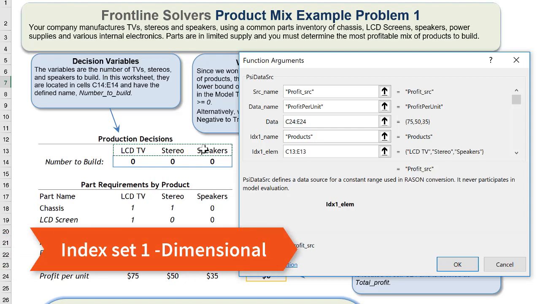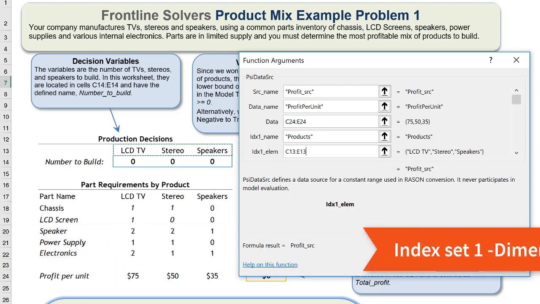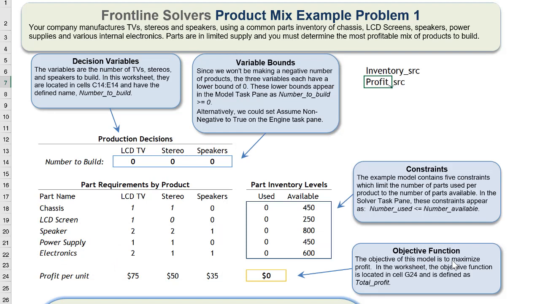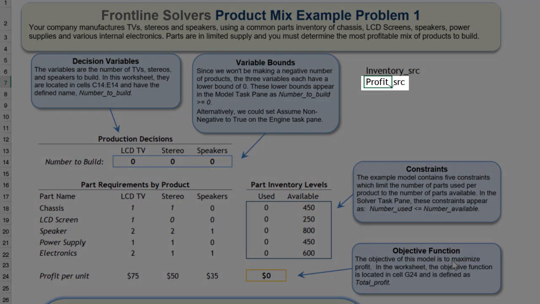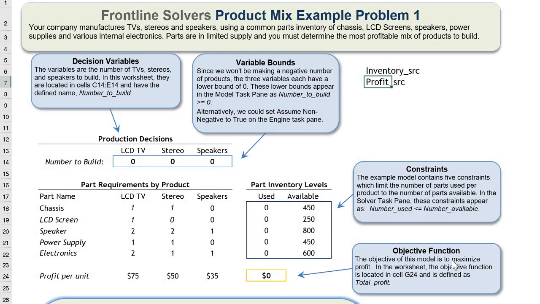Again, this index set is one-dimensional, so there's nothing further needed, and I can click OK to enter the PSI data source into cell J7. And notice that J7 now displays profit underscore SRC, which is the name of our source for profit.